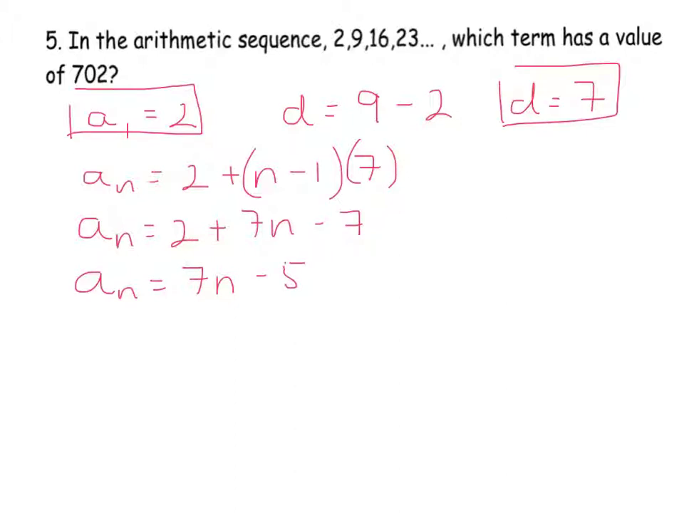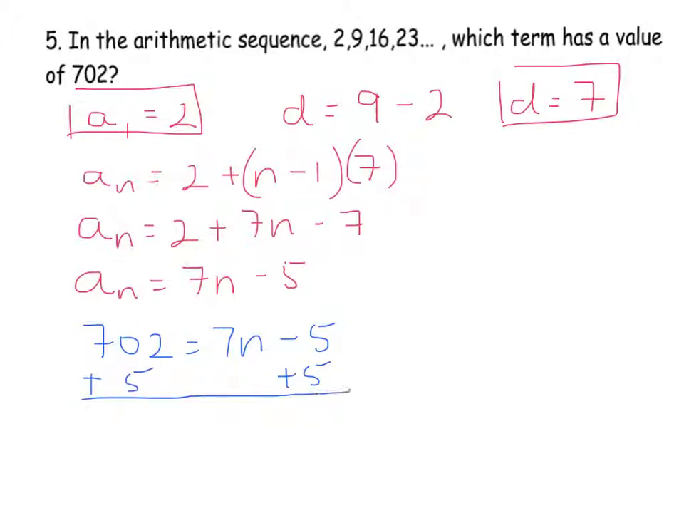Now I'm going to substitute 702 for an. So 702 will equal 7n minus 5. So I'm going to add 5 to both sides and have 707 equals 7n. And if I divide by 7, I will get that n is going to be 101, or I can say the 101st term has a value of 702.